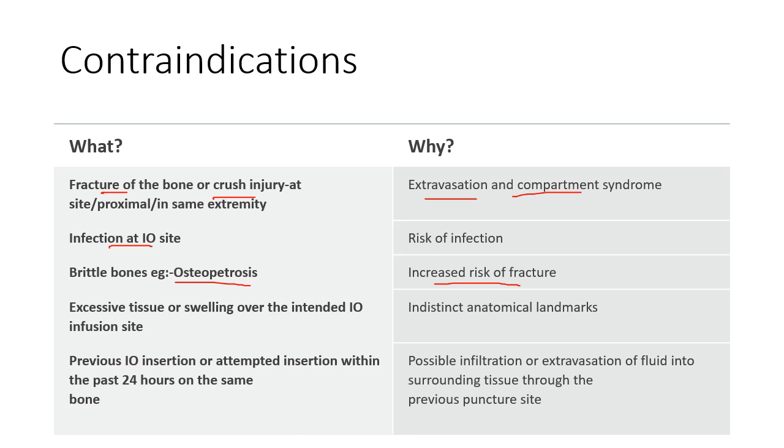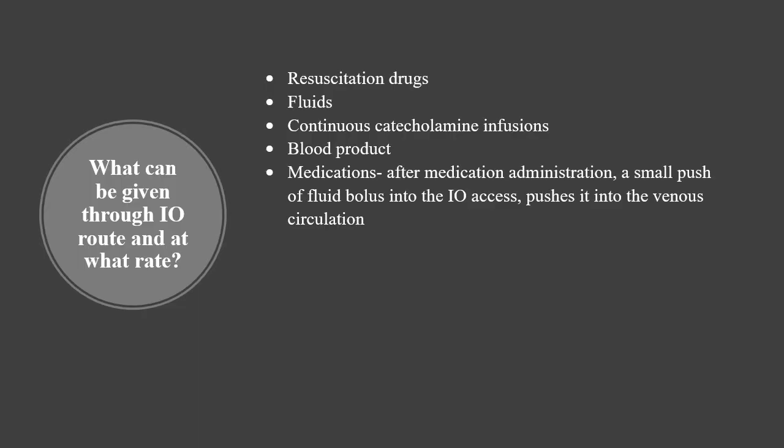If there is already excessive tissue swelling in the region where you want to do an IO access, then you are not going to be able to identify your anatomical landmarks to insert the needle. So you are not going to do it there either. If there has been a previous insertion or attempted insertion within the past 24 hours, there will definitely be a chance of infiltration or extravasation of fluid into the surrounding tissues through the previous puncture site. If you inject through the new site, you will see that the fluid is coming out of the older site of injection. So don't do that. These are the general contraindications that I can give.